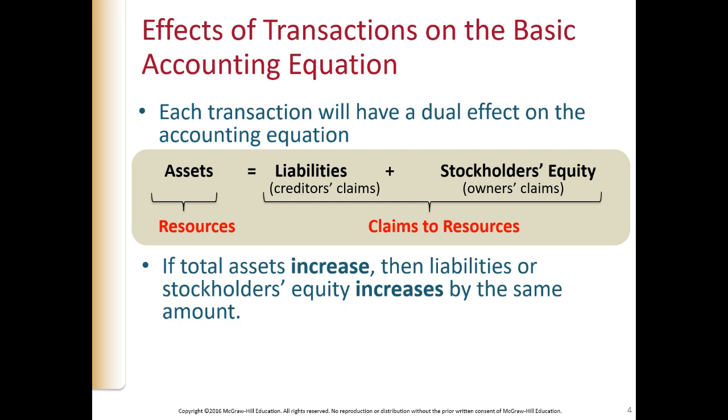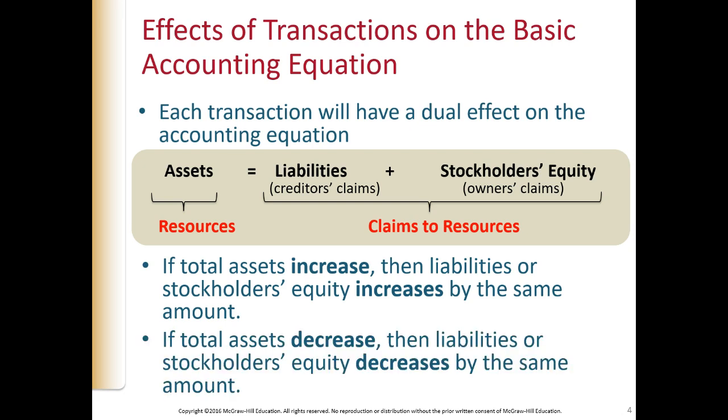If we have an increase in total assets, then we must also have an increase in either total liabilities or stockholders' equity. So, like I said, both sides must balance. And if total assets decrease on one side, the left side, something on the right side must also decrease.